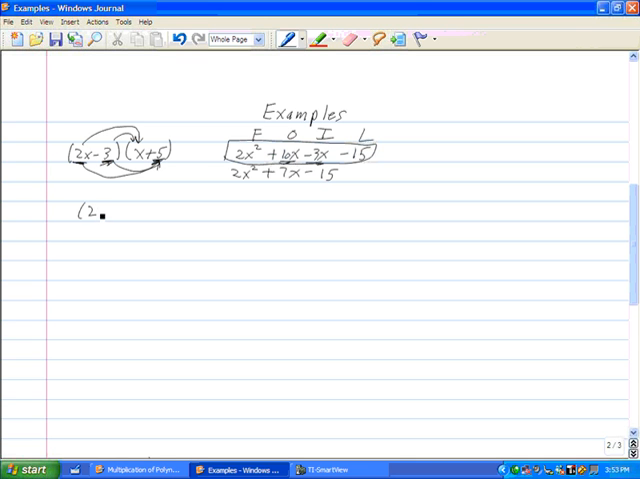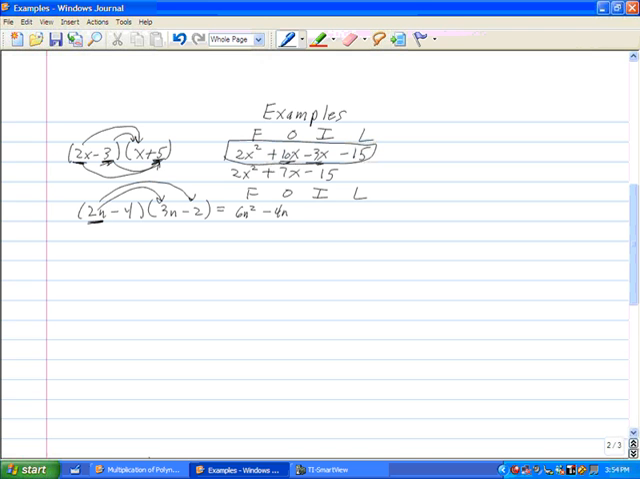Let's look at a 2n minus 4 multiplied by a 3n minus 2. Again, doing this using the F, the O, the I, and the L as a reminder. First times first. We're going to take the 2n and distribute it. 2n times 3n is a 6n squared. Notice me using the product rule. Outer product is the 2n times a minus 2, which is a minus 4n.